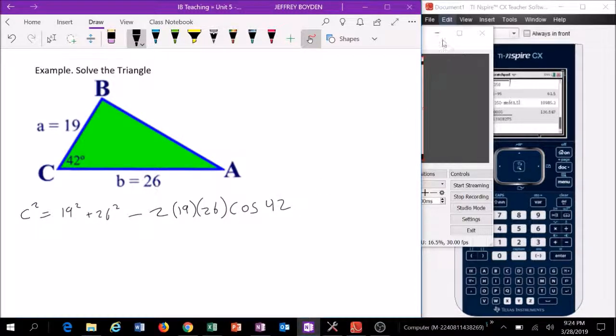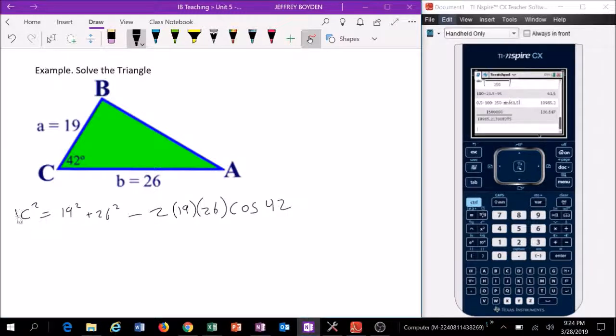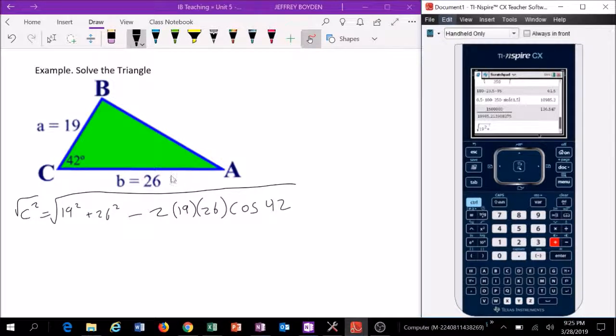Now, I want you to be as efficient as possible about this. So what we can do, let's get rid of this square right here, which means we'll take the square root of both sides. That way, everything gets typed in the calculator all at once. So there's my square root. I'm going to type in 19 squared plus 26 squared minus 2 times 19 times 26, and then we'll finish it off with a cosine 42, and we'll see what we get. All right, 17.4. So C equals 17.4.